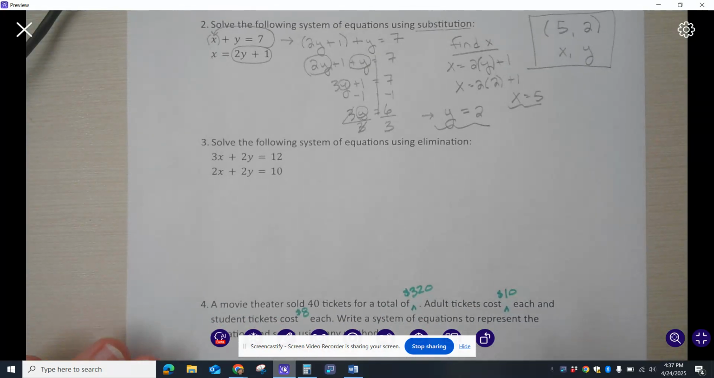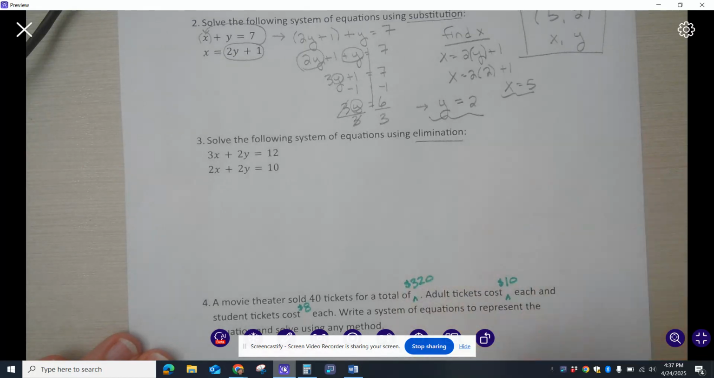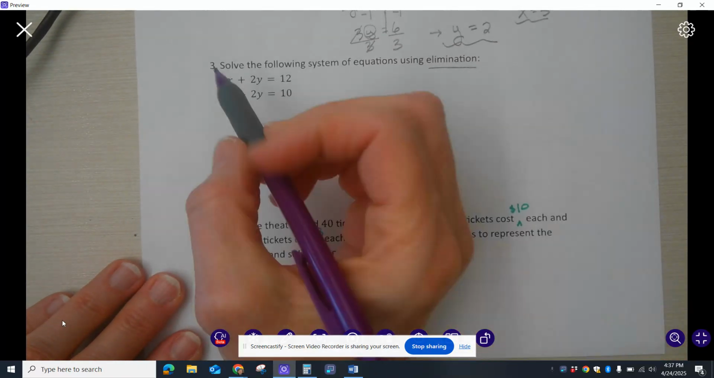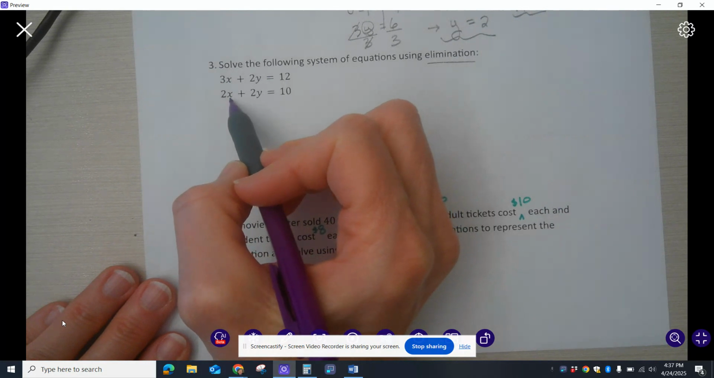Okay, the last method that we learned was elimination. Okay, so for elimination, we were looking for those opposite coefficients in front of our variables. So here's x.